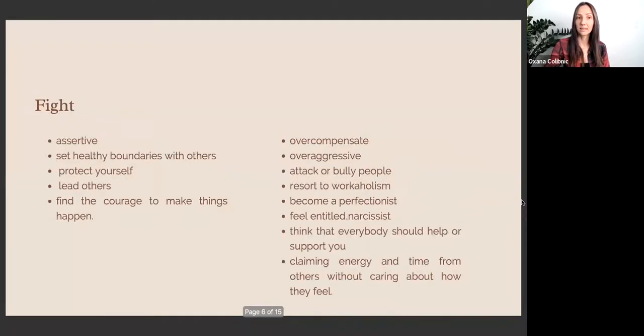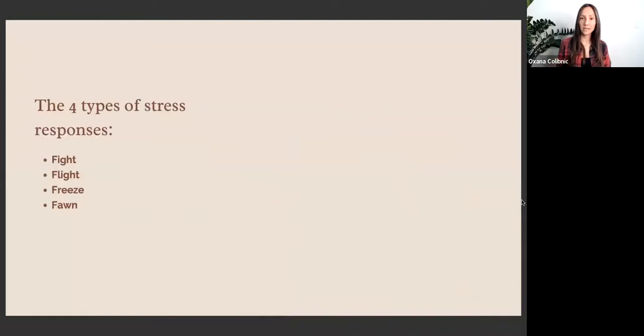And once we go into one of these stress responses for a prolonged time, then it becomes chronic. So we are constantly in that state, right? And how is this related to panic attacks in general?